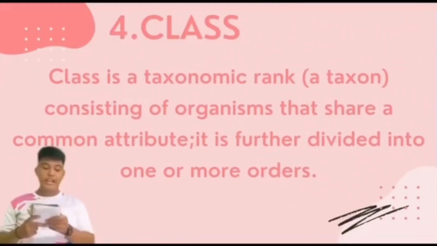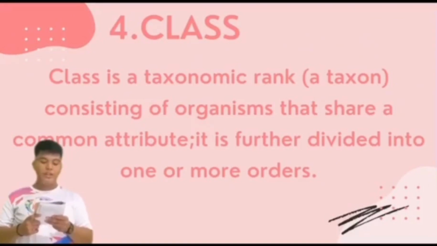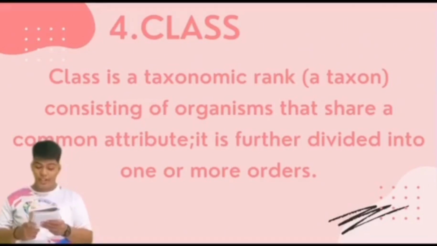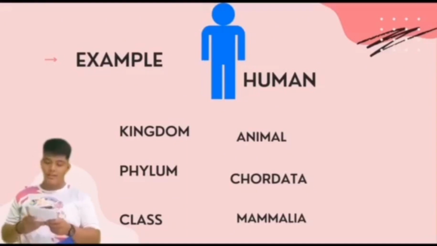Next, we have the class. Class is a taxonomic rank or a taxon consisting of organisms that share a common attribute. It is further divided into one or more orders. An example of that is kingdom Animalia, phylum Chordata, and the class Mammalia.